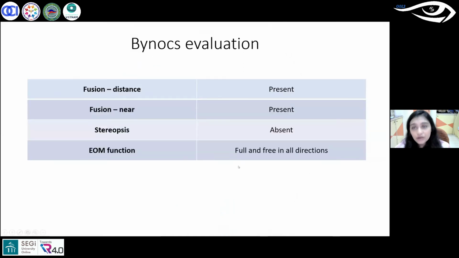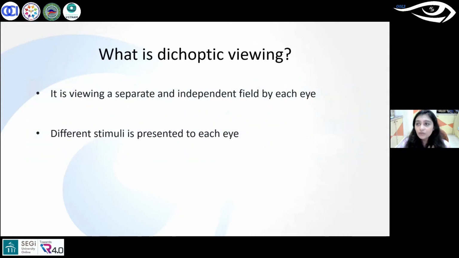So we did the Binocs evaluation of this patient when the patient came to the clinic, and we found that fusion for both distance and near was present. Stereopsis was absent, and the extraocular motor function was full and free in all directions. But what I want to know is what is dichoptic viewing. I'm going to give you an idea of what dichoptic viewing is. It is viewing separate independent fields in each eye.